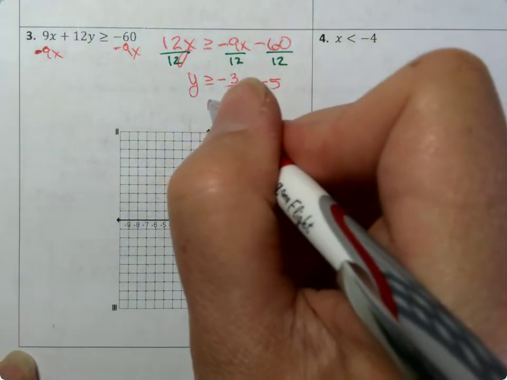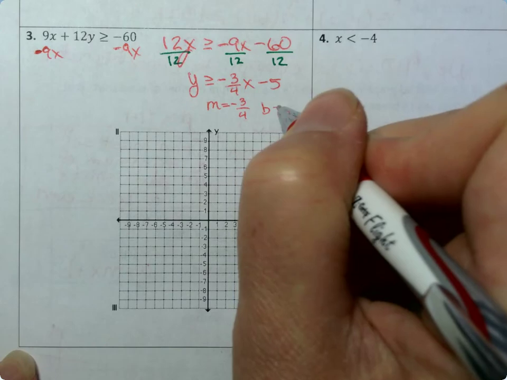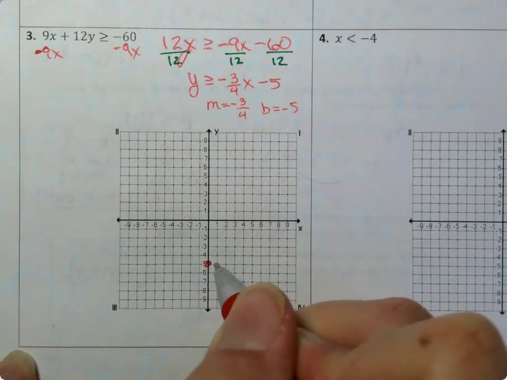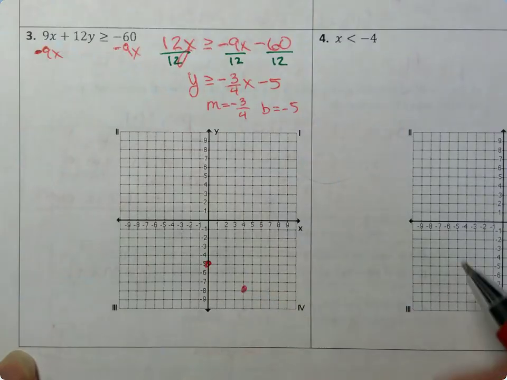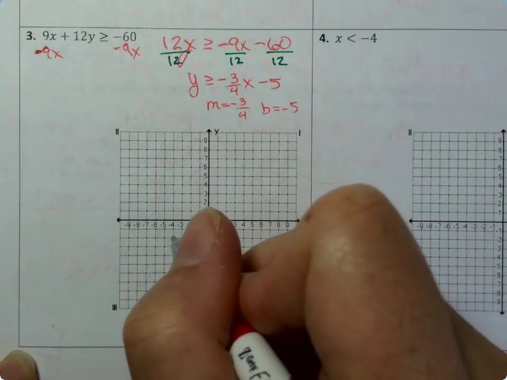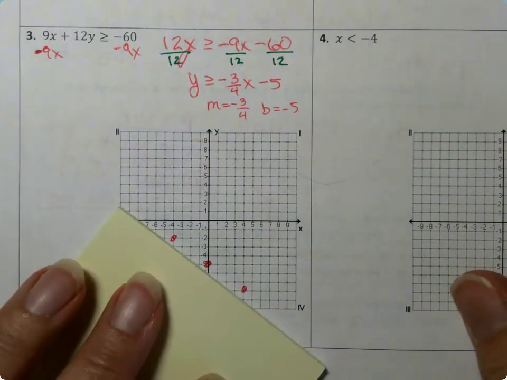Okay, so slope is -3/4. Y-intercept is -5. Make sure you're on the y-axis, and then you're going to go down 3 and +4. It should be dropping, and if you want to check it out the other way, you would rise 3 and run left 4. Dash or solid on this one? Solid.